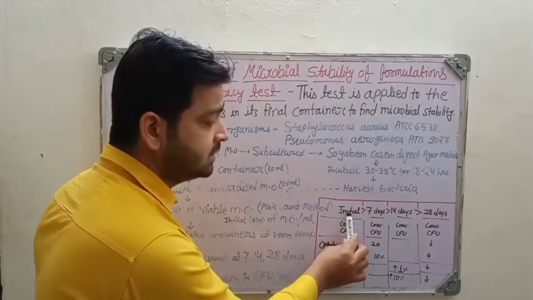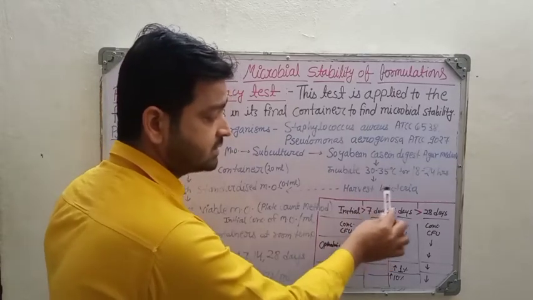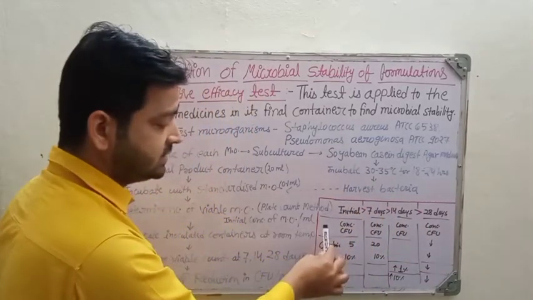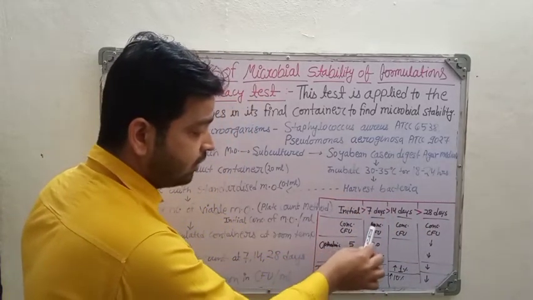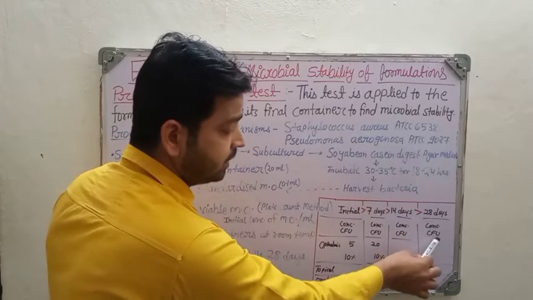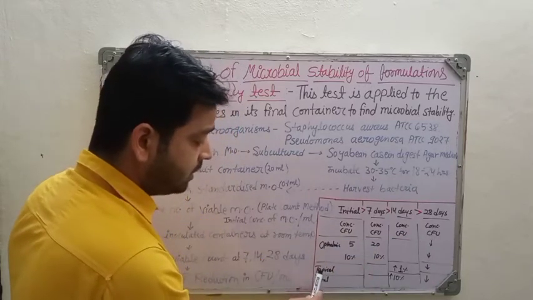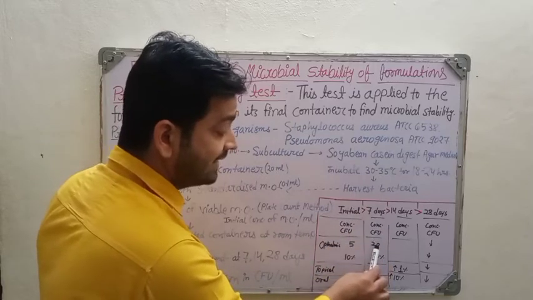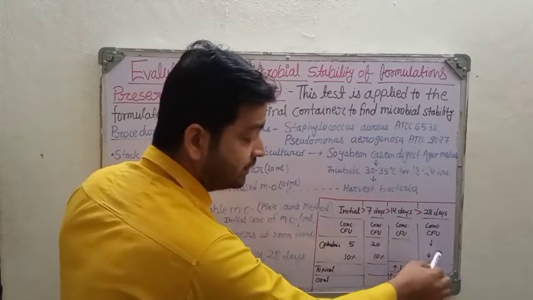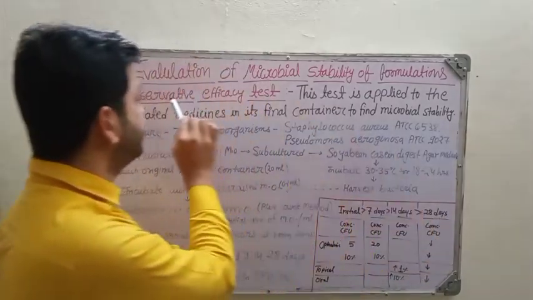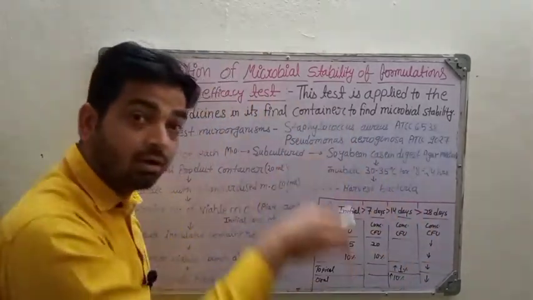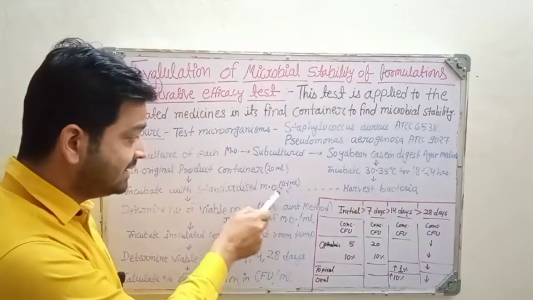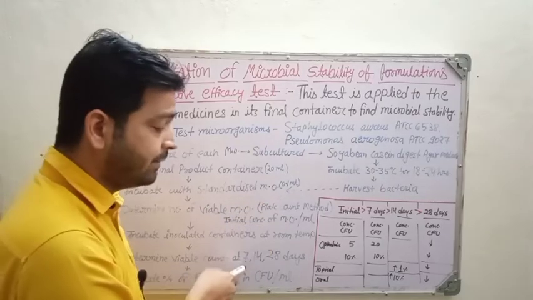Initial concentration, the concentration at 7 days, the concentration at 14 days, the concentration at 28 days, right, after incubation. So concentration, colony forming unit: we need to determine for ophthalmic, topical and oral. In ophthalmic, initial concentration 5, then at 7 days it will increase, then at last it is going to decrease at 28 days if your preservative is able to kill or inhibit the growth of those microorganisms which you have mixed here, 0.1 ml, and incubated.